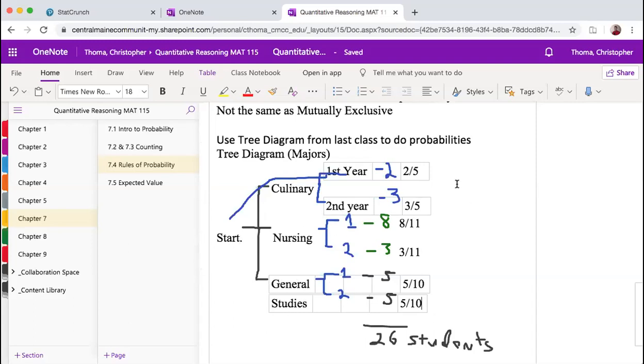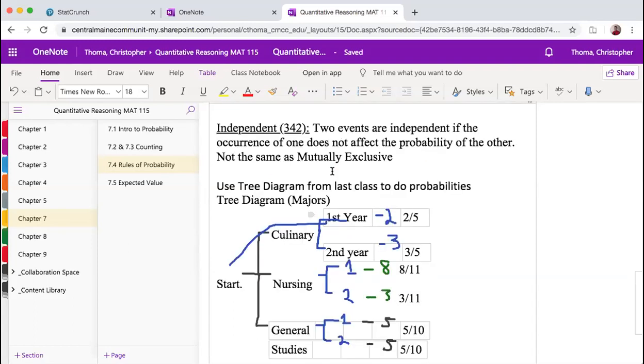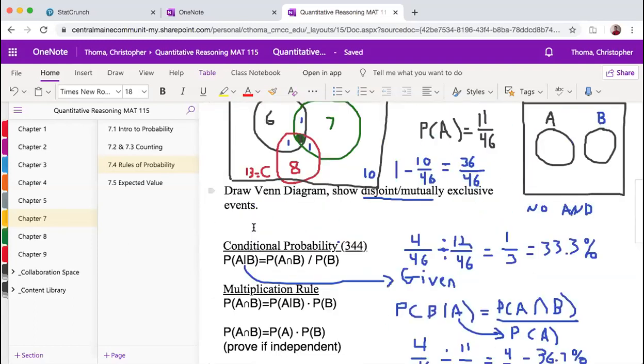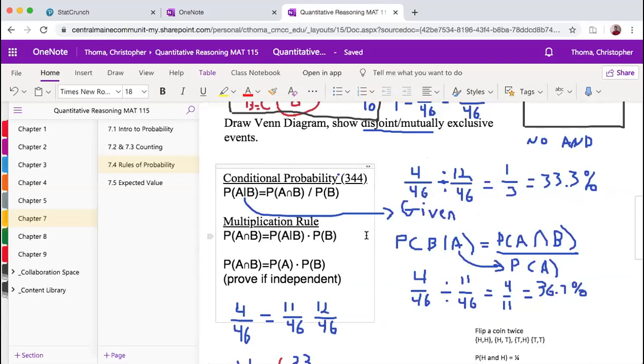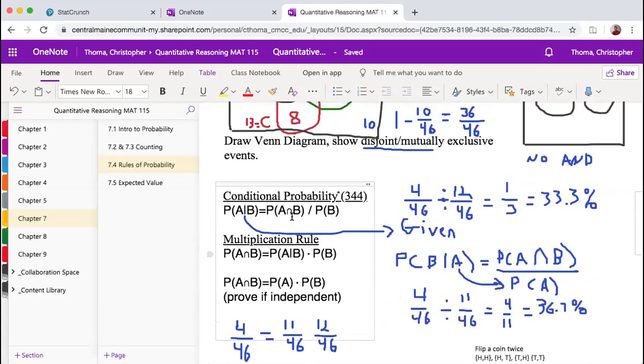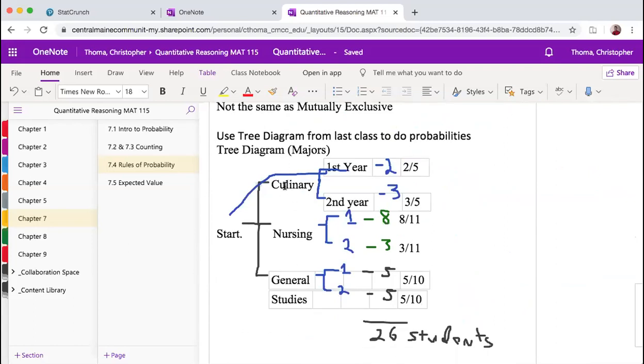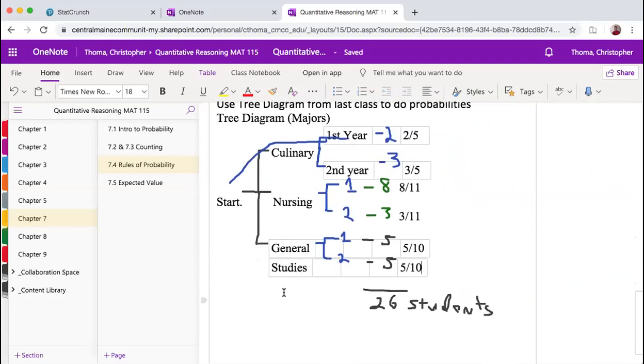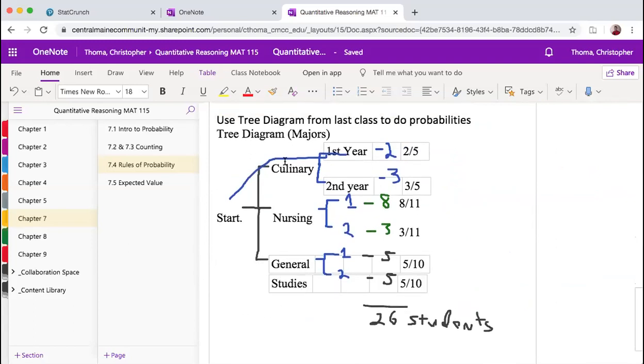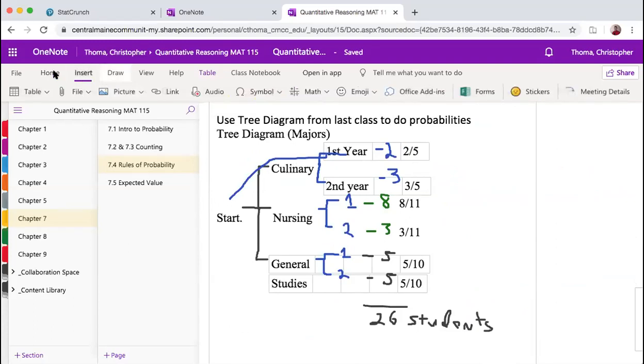Yeah. Right? But what is interesting about this comes back to this formula right here, the multiplication rule. Because assuming these are equally likely, so we'll call them equally likely, the probability you're in one of these 3 programs based on our tree, we'll just say is 1/3. Right? Because what I should do is go through and figure out how many people in each class.